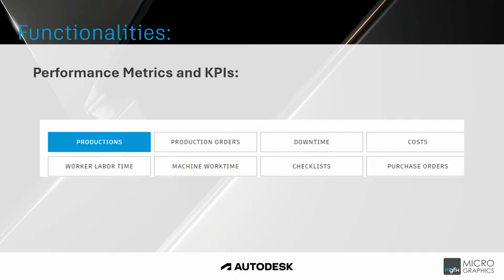Now, this is a screenshot directly from the dashboard where you can see the production orders, downtime, the cost, worker labor time, machine work time, where you can track the quality checklist and your purchase orders.